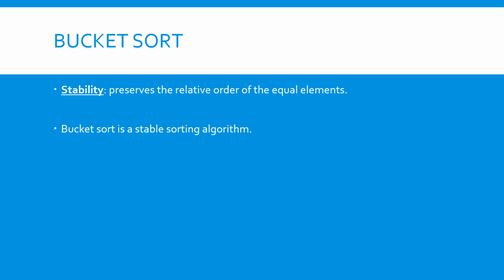Sorting algorithms that demonstrate the above property are called stable sorting algorithms, which preserve the relative order of the equal elements. We see that the bucket sort algorithm is a stable sorting algorithm. We will not use this property in this video, but it is very important for understanding the radix sort algorithm that uses bucket sort as a subcomponent.